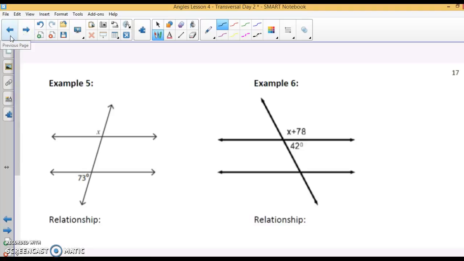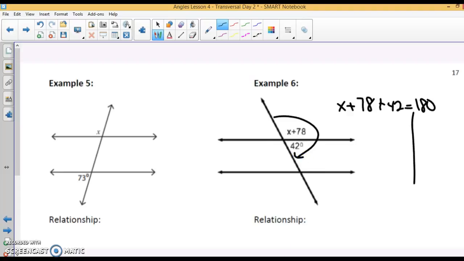All right. This is more our speed. Look at these two angles. What are they? They are a linear pair. They are supplementary. So our equation is going to be x plus 78 plus 42 equals 180. Because you know a linear pair adds up to 180, or supplementary. So x plus 120 equals 180. Subtract 120. So x is 60. So that angle, or x, is 60 degrees.